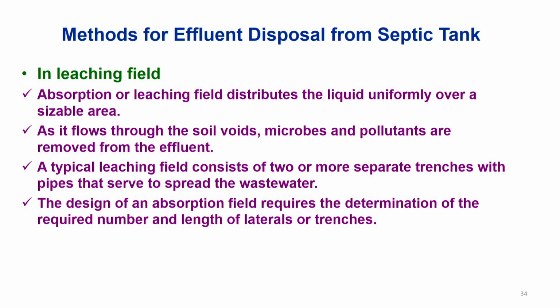Now how would you dispose the effluent that is coming out from the septic tank? In the leaching field we can do it. This absorption or leaching field distributes the liquid uniformly over a sizable area. As it flows through the soil voids, microbes and pollutants are removed from the effluent. A typical leaching field contains separate trenches, which have perforated pipes that help in spreading the wastewater.